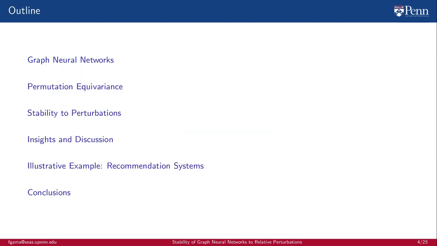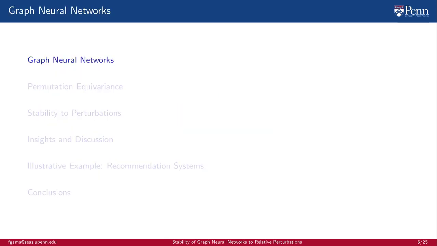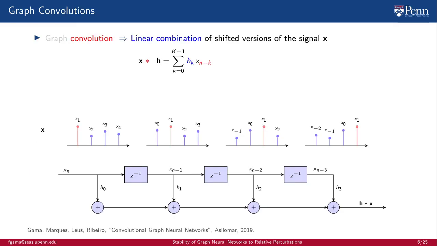Since GNNs are built upon graph convolutions, and these in turn are generalizations of time convolutions, let me take the license to remind you about regular convolutions. A convolution is a linear combination of shifted versions of the signal x. We shift the signal through time, and for each shift, we weigh by a different coefficient h.